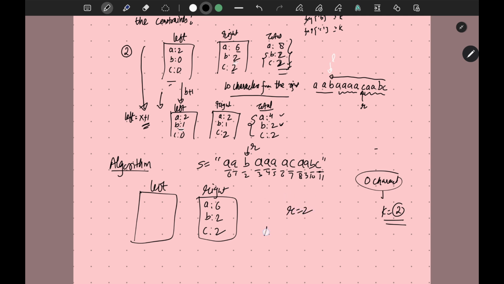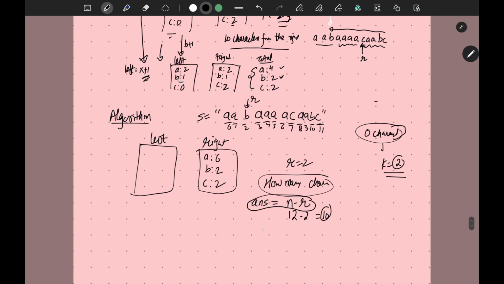Now how can we find how many characters we need from this? It is nothing but n minus r, because n is 12 and r is pointing to 2, so it will give us 10. And how many characters are we taking? 1 2 3 4 5 6 7 8 9 10, that's 10. So if we take 0 characters from the left, then the characters we need to take from the right is n minus r. So we'll initialize our answer to n minus r.